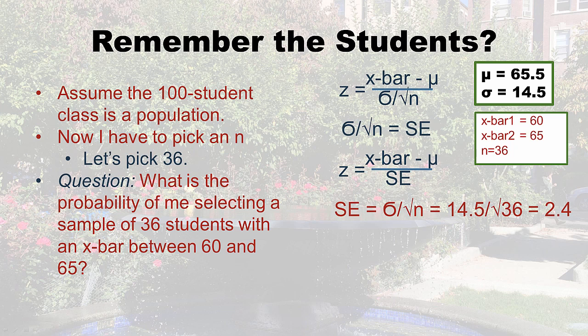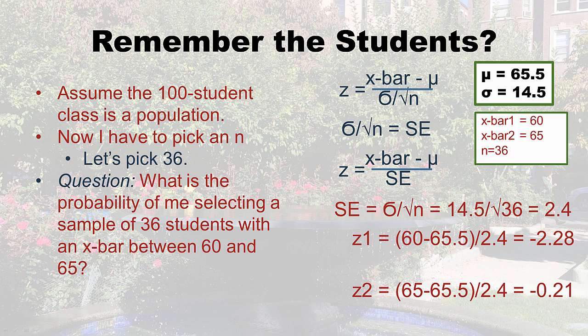And what I just want to remind you is that the more n you get, the bigger that square root of n gets, and then the smaller the standard error gets. So you can make the standard error really small if you just get a lot of n, right?